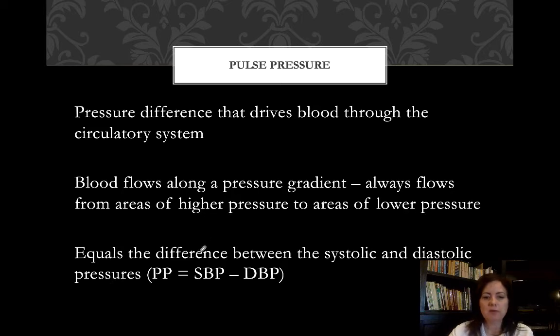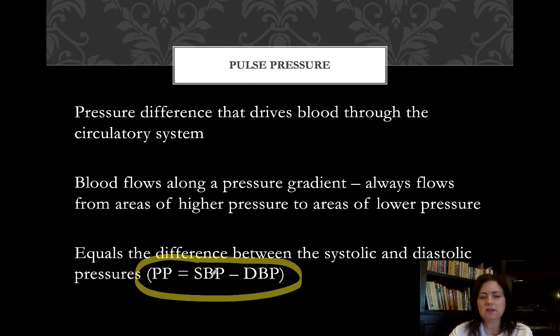So when we look at pulse pressure, we have this equation here. Pulse pressure equals systolic blood pressure minus diastolic blood pressure. And this is your pressure gradient. Okay, so this is the difference in pressures. And we know that the pressure gradient is what drives blood flow through the circulatory pathway, because blood's always going to flow from an area of higher pressure to an area of lower pressure. So the more gradient we have, the faster that blood is going to flow.